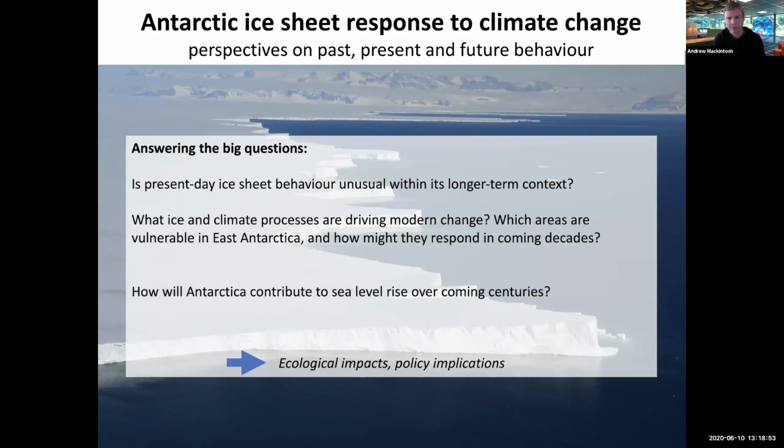Which areas are vulnerable? This will come from the combination of modelling ice sheets and also modelling climate and the coupling between the two in particular. And how will Antarctica contribute to sea level over coming centuries? What I'm hoping we'll do by carrying out this work is reduce that uncertainty band in the sea level projections that I presented at the start of this talk.